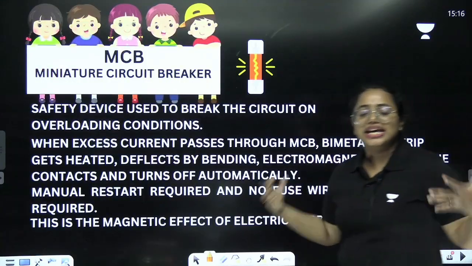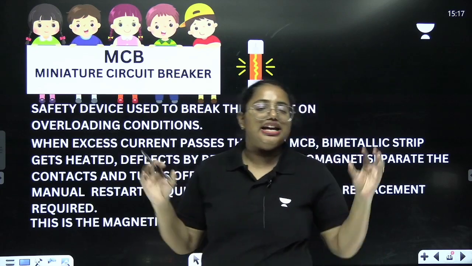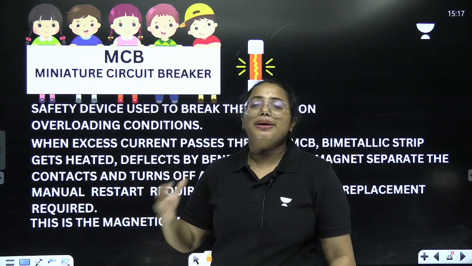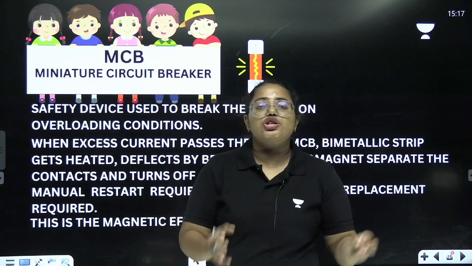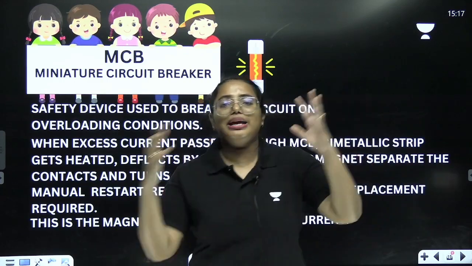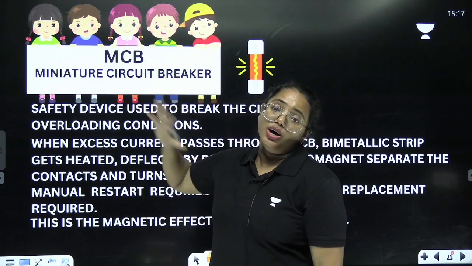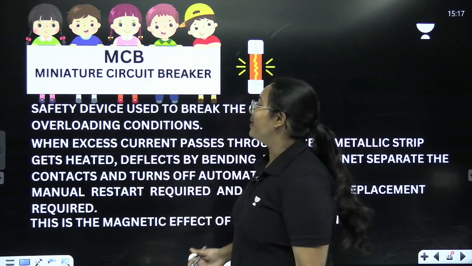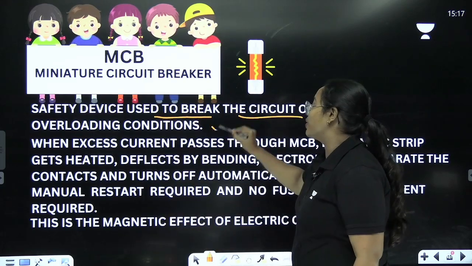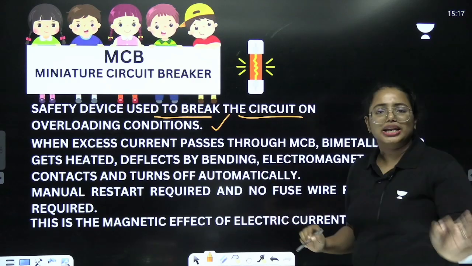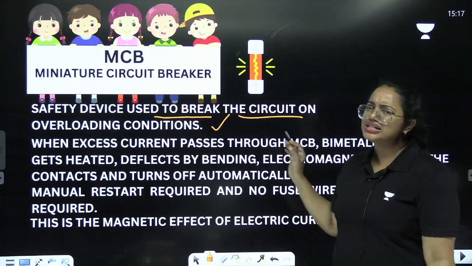It's all about the miniature circuit breaker. Very, very important. MCB, miniature circuit breaker. In most houses now, the conventional type of electric fuse has been replaced with MCB. Why? I'll tell you. This is also considered a safety device used to break the circuit on overloading conditions. That means the function is the same. But what is different here?